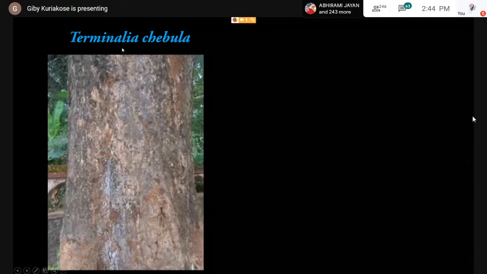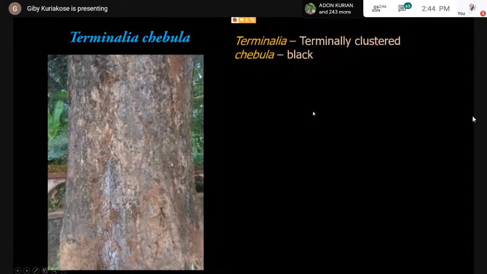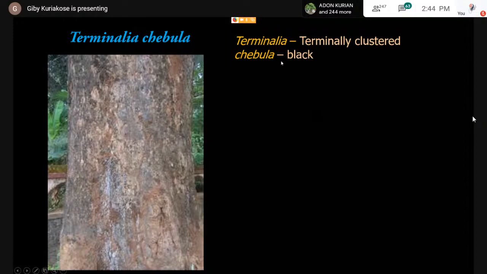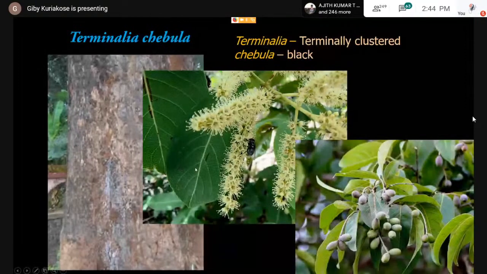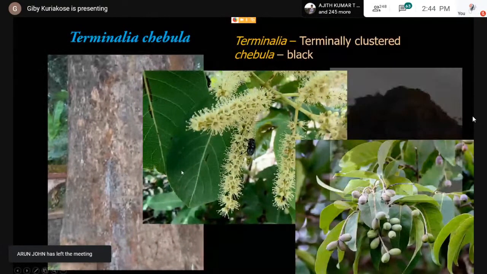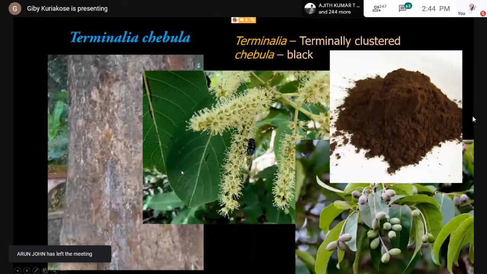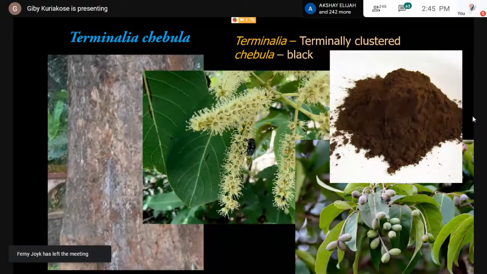Then another related species, Terminalia chebula. Let us see how Terminalia chebula evolved. Terminalia, I've told you, then chebula means black. But no black structure can be seen in chebula. Then where does it come from? So there is a dye. Depending upon the method of extraction that you're using, you get a very dark black dye out of Terminalia chebula.